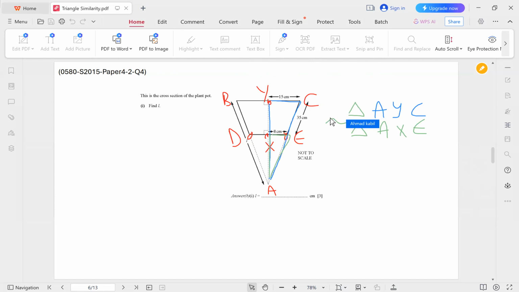So how does that help us? Again, we can write down the equation that we talked about in the last problem. Take each two at a time. So AY over AX equals YC over XE. And this equals AC over AE.